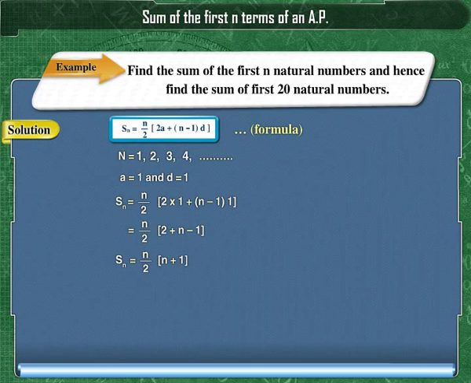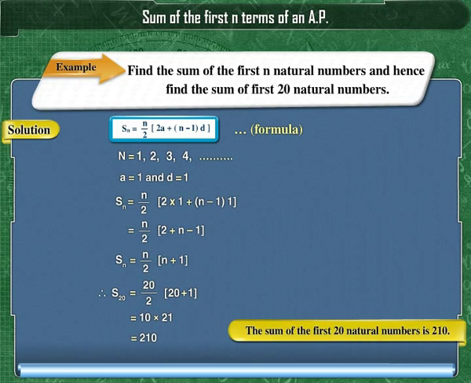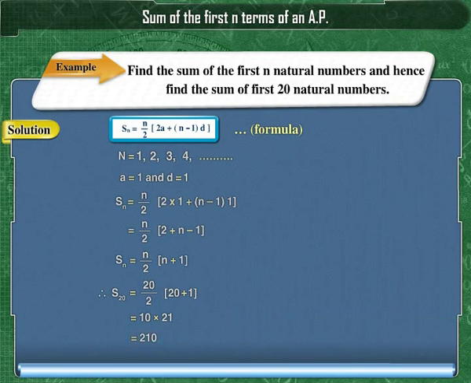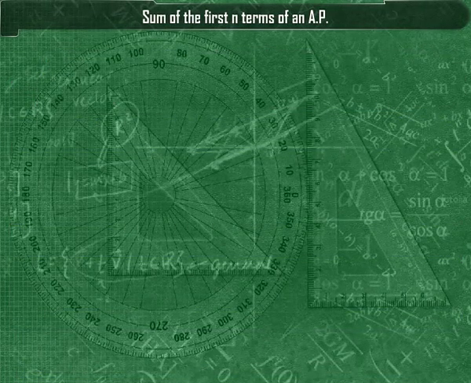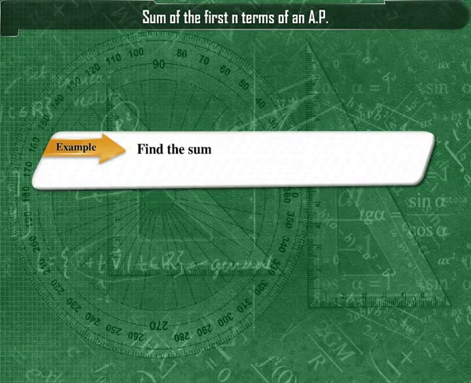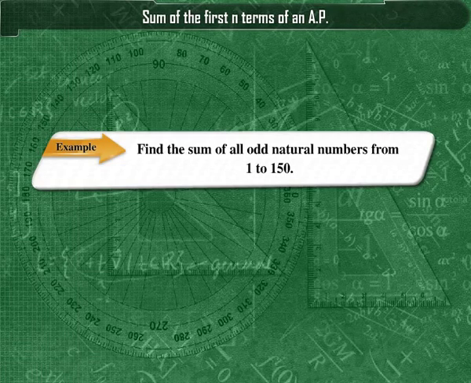To find the sum of the first 20 natural numbers, we have to substitute n is 20 in this result. Therefore, S20 is 20 upon 2 into 20 plus 1, which is 10 into 21, which is 210. Therefore, the sum of the first 20 natural numbers is 210. We will now solve one more question. Find the sum of all odd natural numbers from 1 to 150.